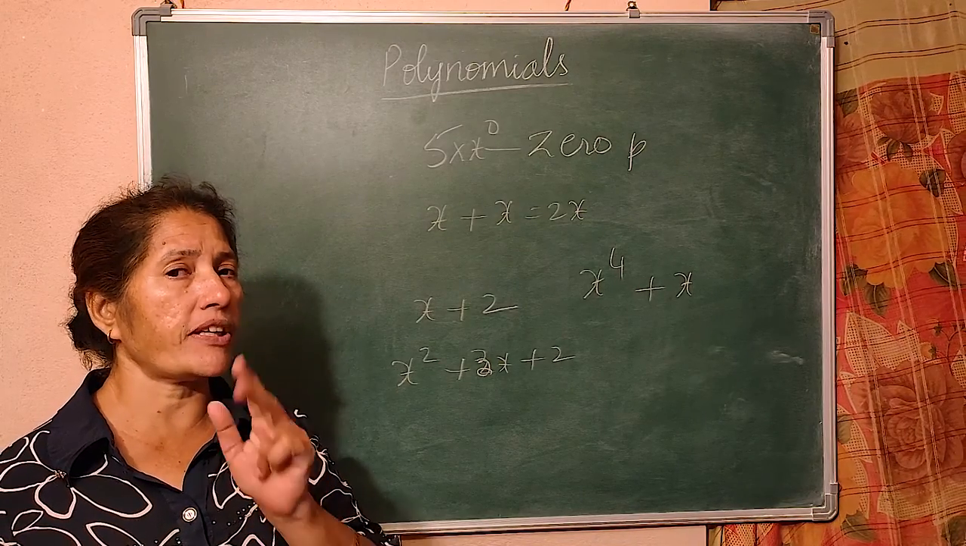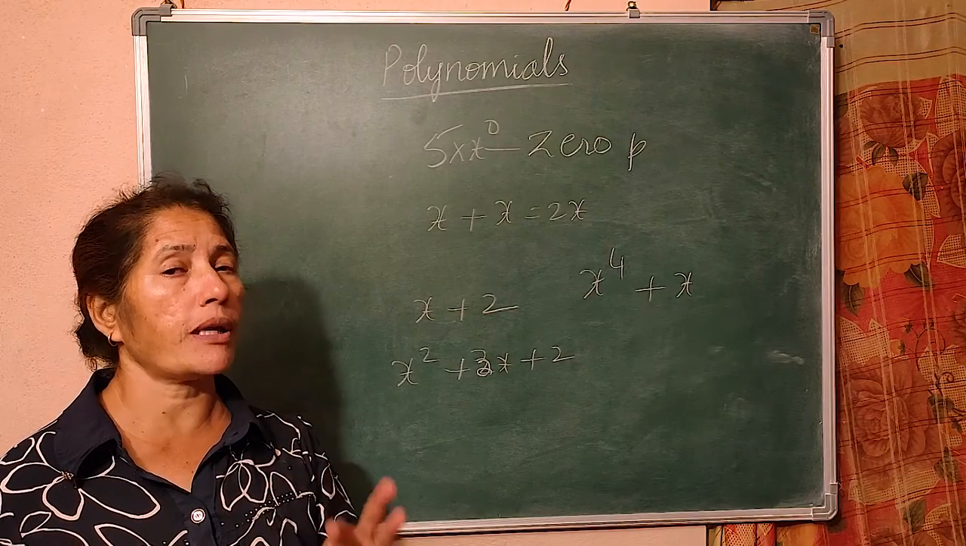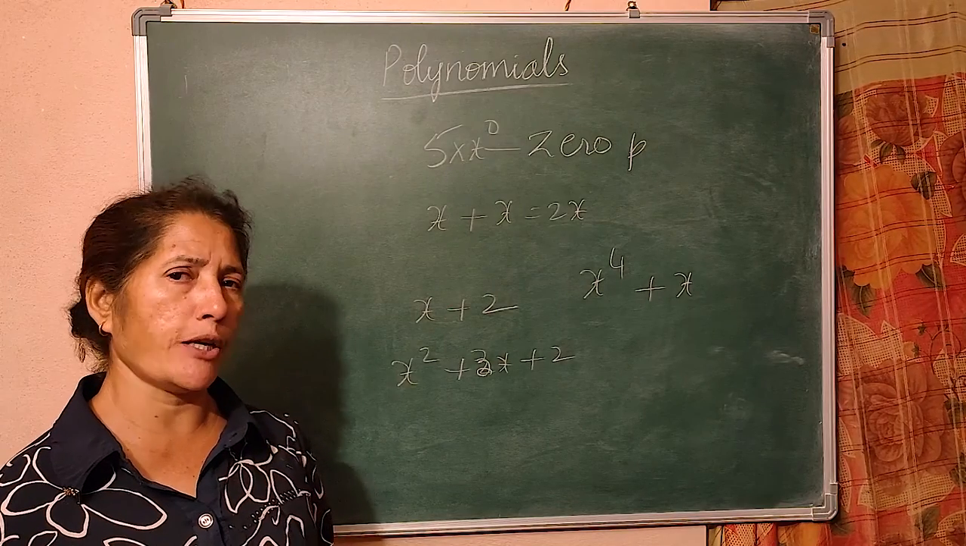If you put any variable with degree 1, it is called a linear polynomial. Any polynomial with degree 2 is a quadratic polynomial. Any polynomial with degree 3 is called a cubic polynomial, and so on.